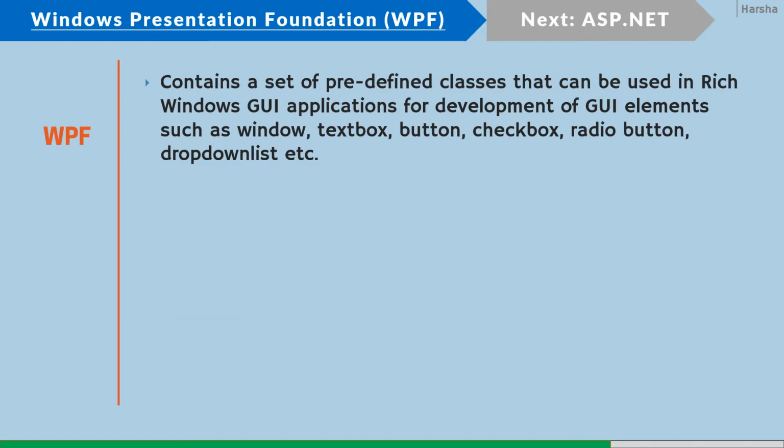WPF is a newer technology introduced in .NET 3.0, which is more advanced than the WinForms library. Here also we have similar classes such as Window, Label, Button, TextBox, etc. These classes are also used for developing Windows GUI applications, but they are technically and graphically more advanced than WinForms applications.